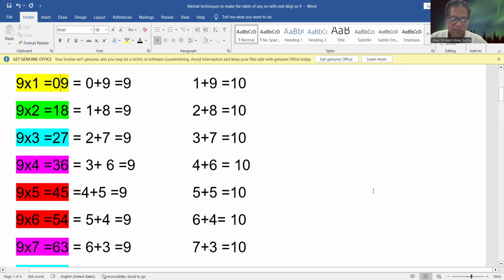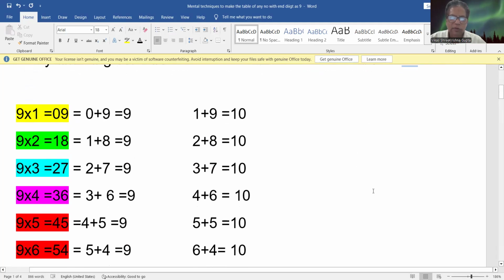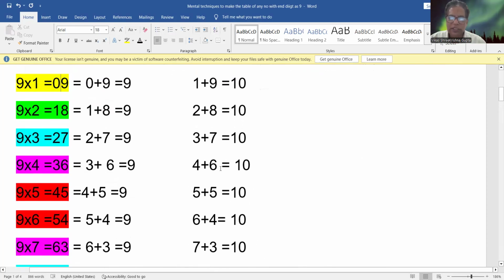What does it mean? It means when I'm making a table of any number ending with 9, the end digits should always be in this order: 9, 8, 7, 6, 5, 4, 3, 2, 1, 0. 9 is the only number in whose table all the digits from 9 to 1 are coming sequentially. There is no digit missing.